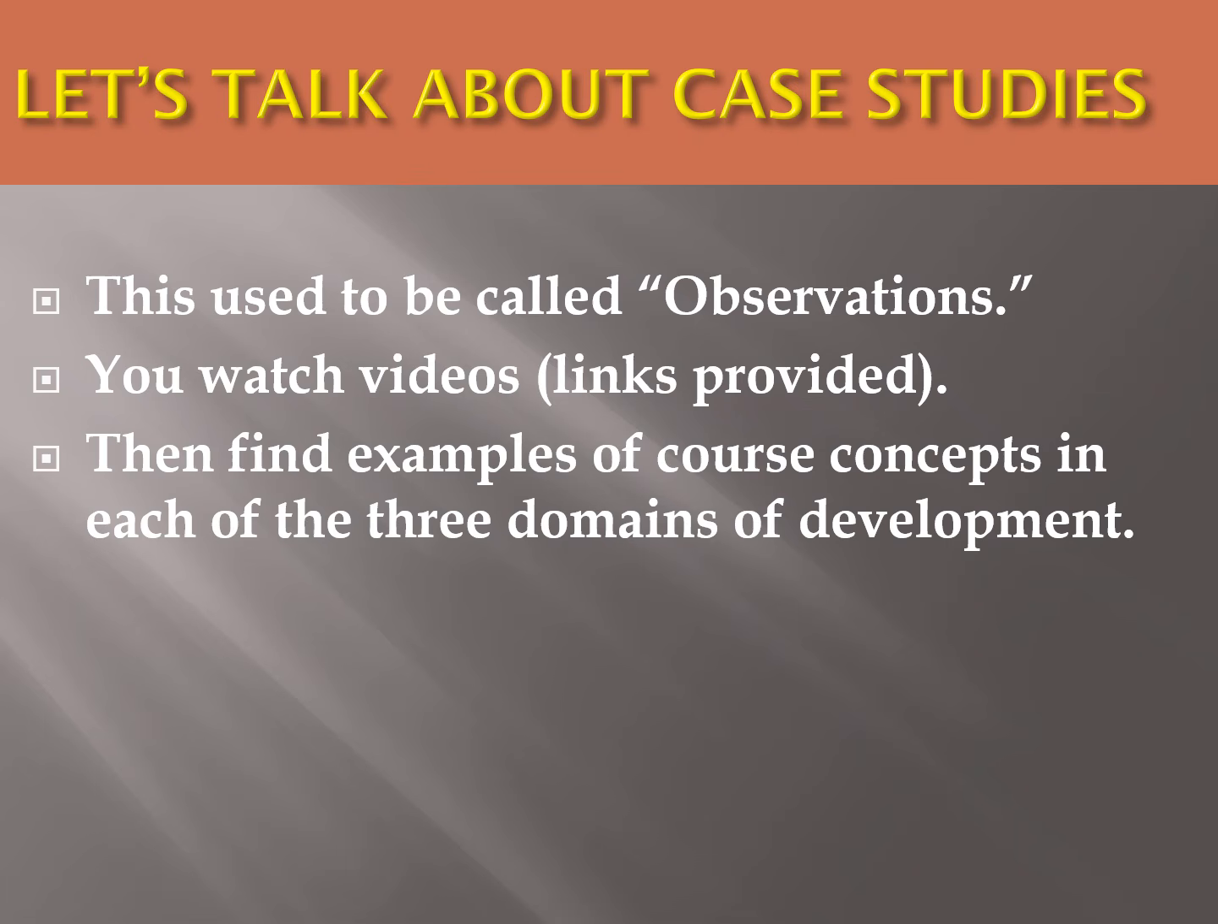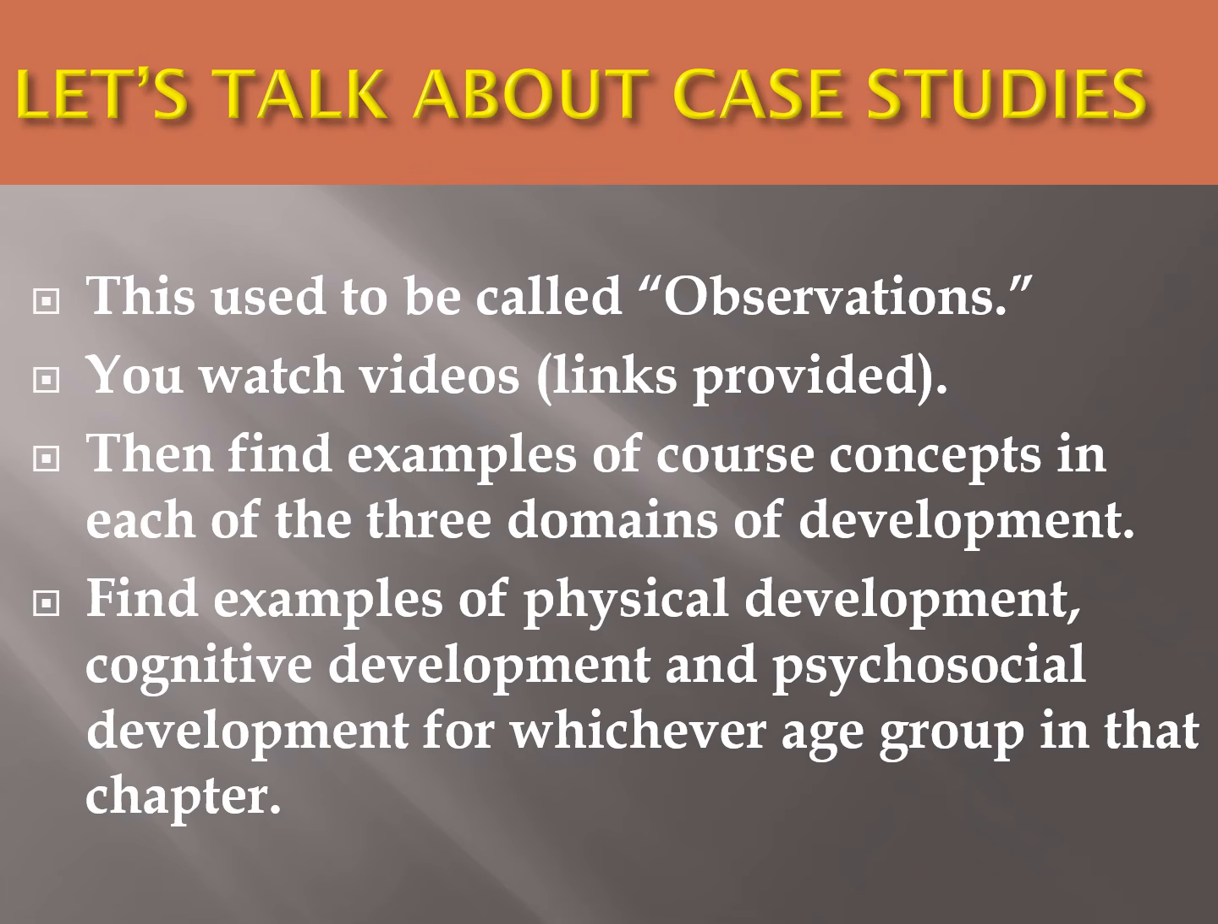And then what you're going to do is find examples that we've talked about in the chapter in each of the 3 domains. And you remember the 3 domains are physical development, cognitive development, and psychosocial development. And each age group, the book goes through and talks about it. And so you want to look and see what the book talked about and then go find it in real life or on the video.